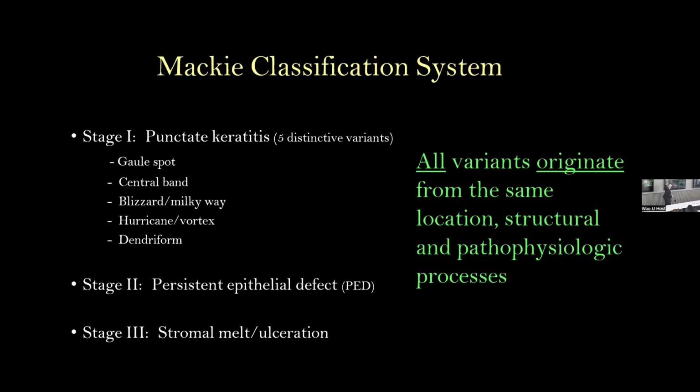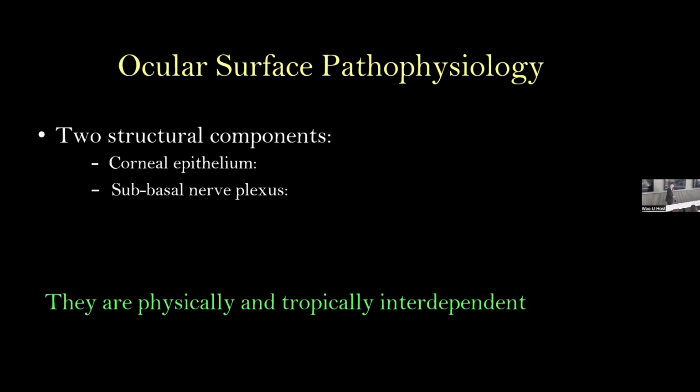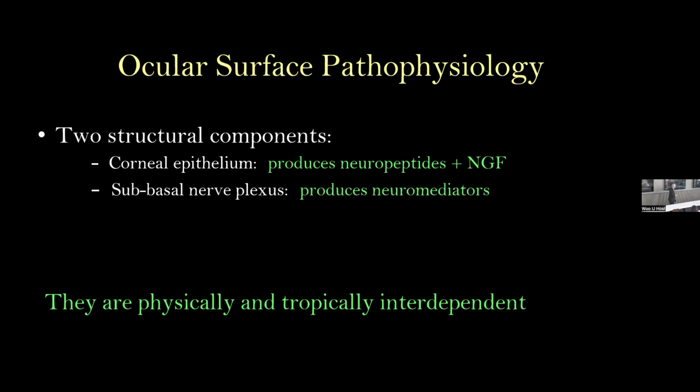But all of the stages and all the variants of stage 1, all of them originate from the same location, structural, and pathophysiologic process. And this is where we get into pattern recognition. Our structural components are the corneal epithelium and the subbasal nerve plexus. These 2 structures are both physically and trophically, meaning nutritionally, interdependent, okay? Corneal epithelium produces neuropeptides and nerve growth factor, critical to promoting nerve growth and differentiation and survival. In turn, the nerves produce neuromediators, which are critical to the health of the corneal epithelium. So the 2 are very interdependent.